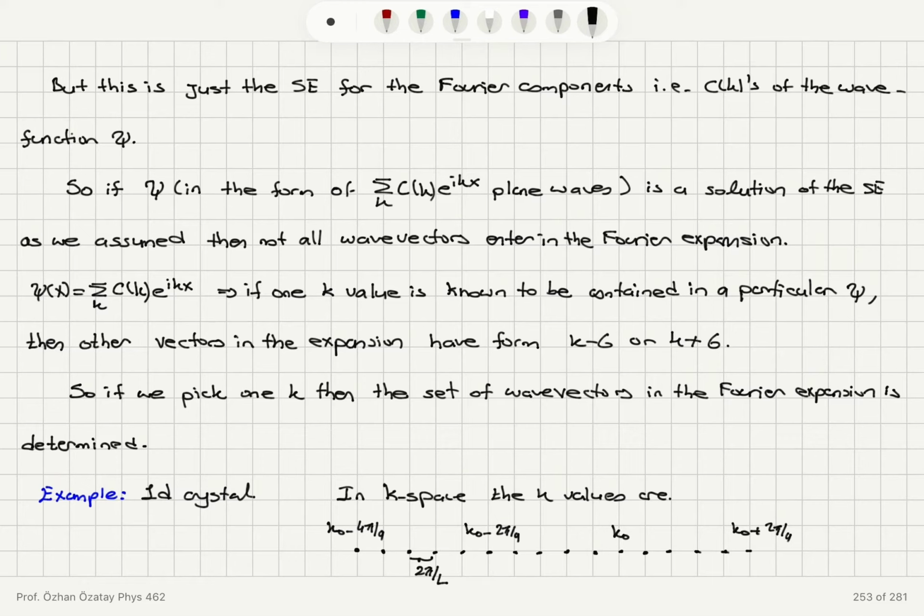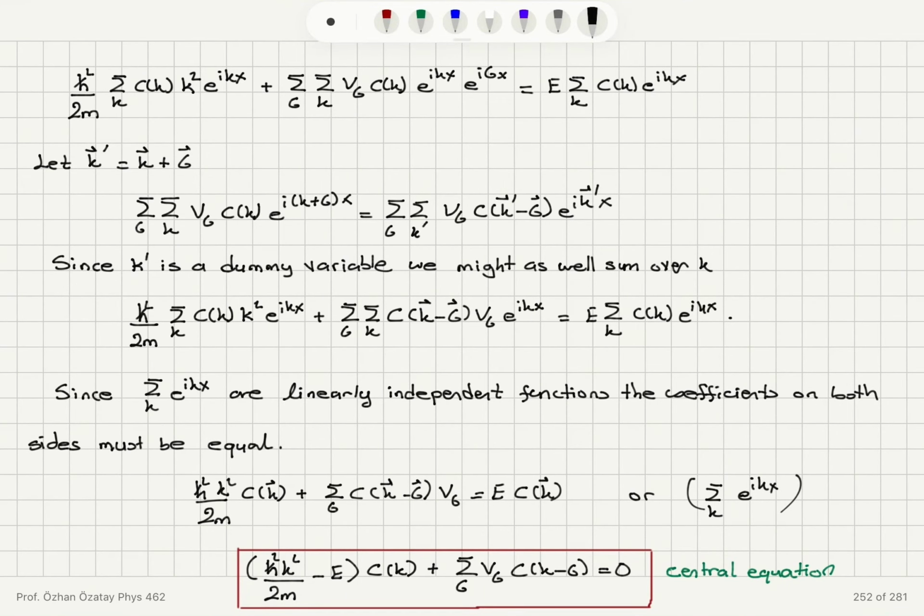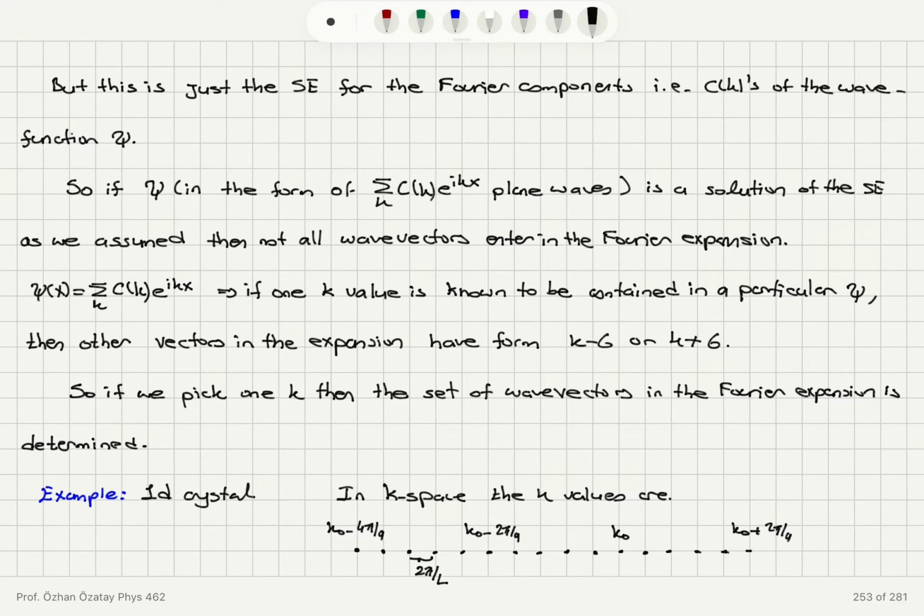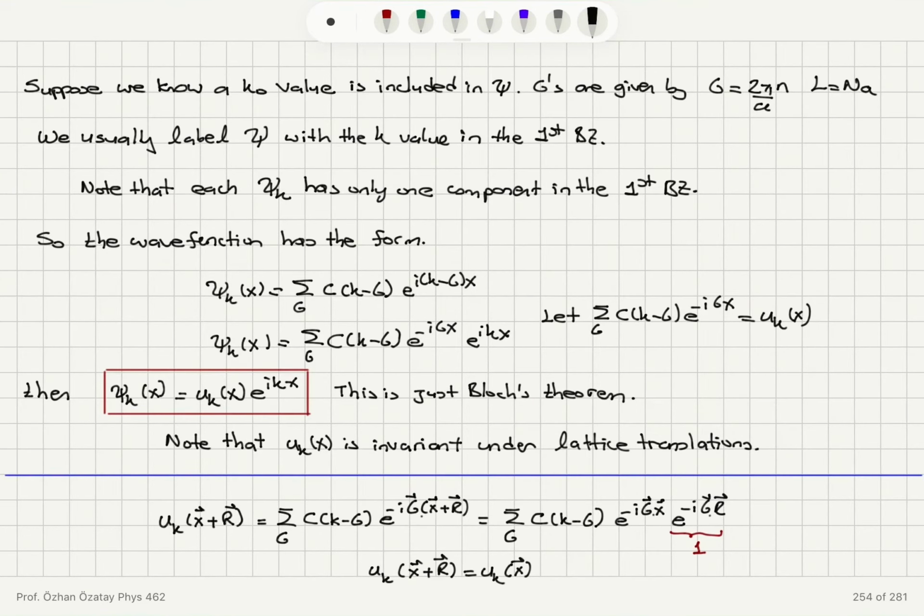That has this form. So if we pick one k, then the set of wave vectors in the Fourier expansion is determined by adding or subtracting reciprocal lattice vectors. For example, in a one-dimensional crystal in k space, if we have one particular k value known, that is k0, then we would have k0 minus 2 pi over a, k0 plus 2 pi over a, etc. So add or subtract reciprocal lattice vectors from the k vector.